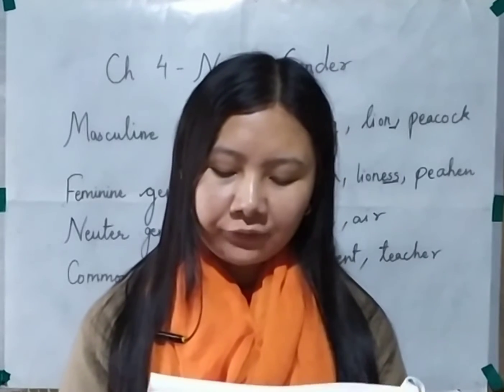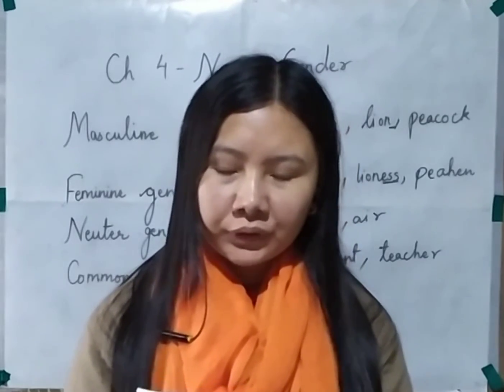Look at these nouns: person, student, teacher, doctor, worker, child. They may be used both for males and females. They are the common gender. So here you can see some examples like person, student, teacher, doctor, worker, child. These are some examples of what? These are some examples of common gender because these nouns may be used both for males and females.